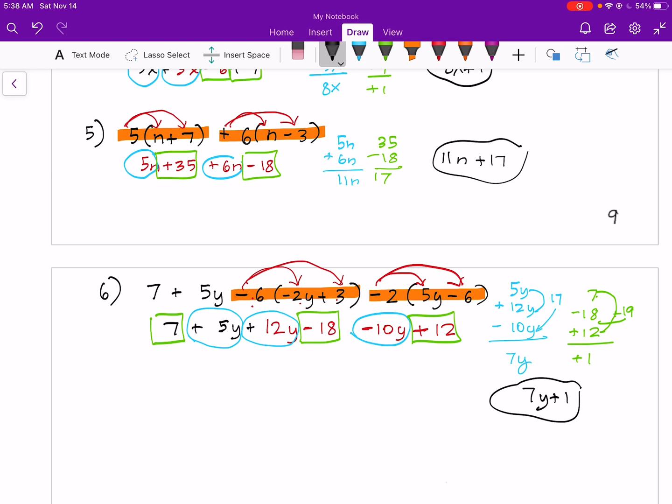There you go. Distributive property married with collecting like terms. They make a perfect couple.